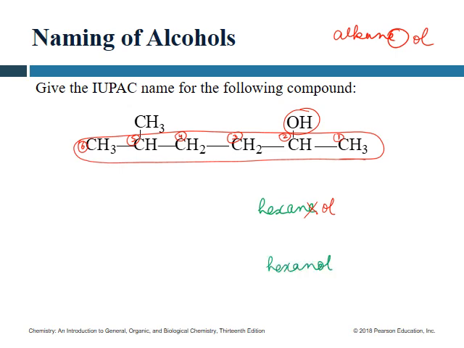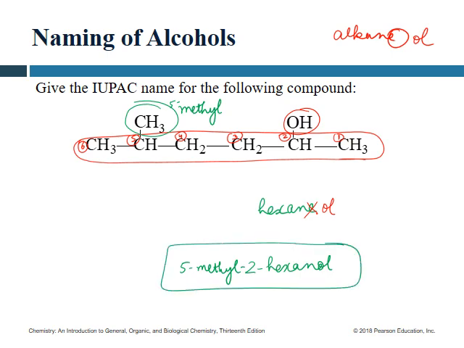hexanol. And where is the alcohol located? Is it on carbon 1? No, it is on carbon 2. So we do have to mention that this is 2-hexanol. So that is the name of my parent chain. Now I name the substituents. How many substituents does this have? Only 1, which is 1 carbon. So this is methyl. Where is it located? Carbon number 5. So this is 5-methyl. So now it would be 5-methyl-2-hexanol.